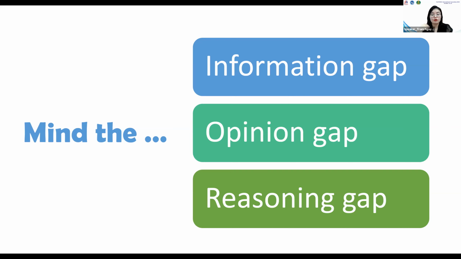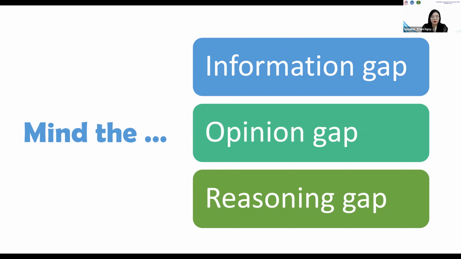When they have to figure something out, they have to give the reason for something so that they can both reach a goal. That's the reasoning gap. The last one is the opinion gap. So the name says it all, right? There's a difference in the opinion. That's why it's called the opinion gap, right?